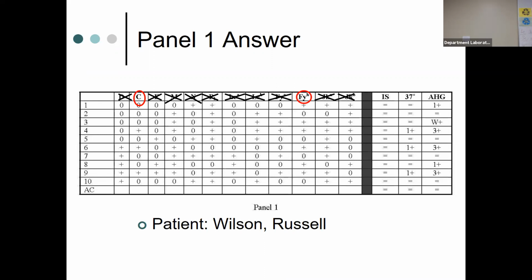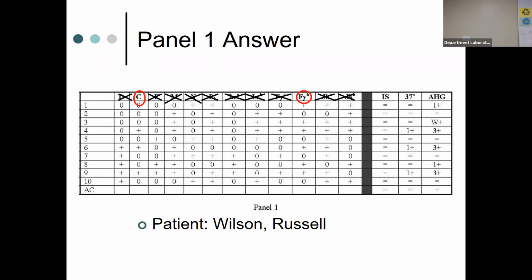Why is panel cell 8 only a 1 plus reaction, and panel cell 1? Panel cell 1 just has Duffy B reacting, and panel cell 8 actually has both of them, right? No, C negative, sorry. Yeah, so it only has Duffy B. So that's why those reactions are weaker. Does everybody see how you can explain your weaker reactions? That's a good practice to get into as a blood banker.